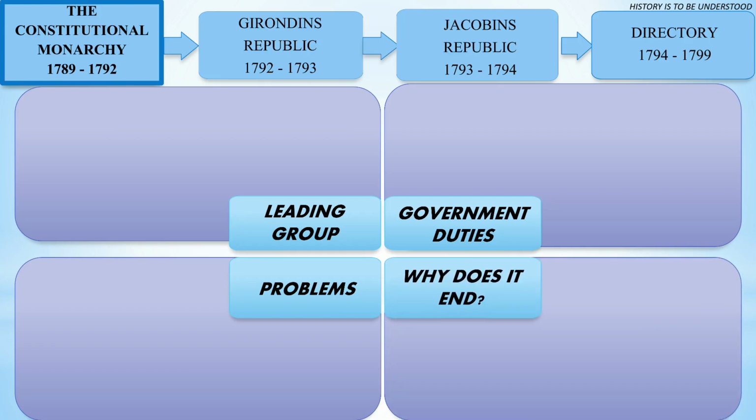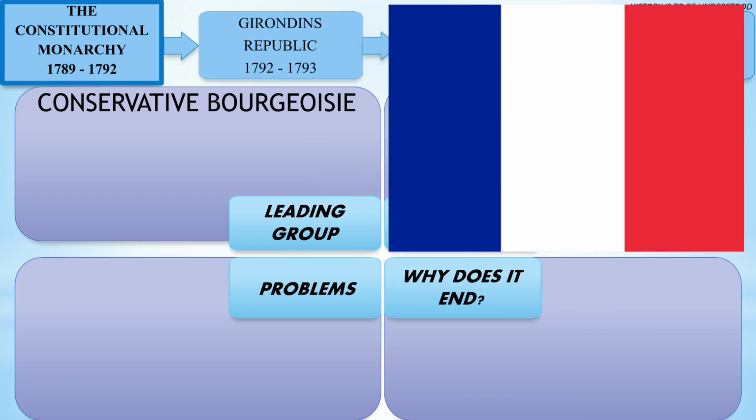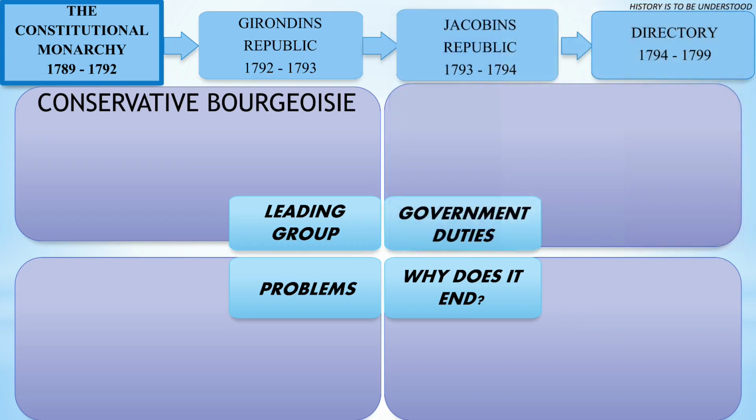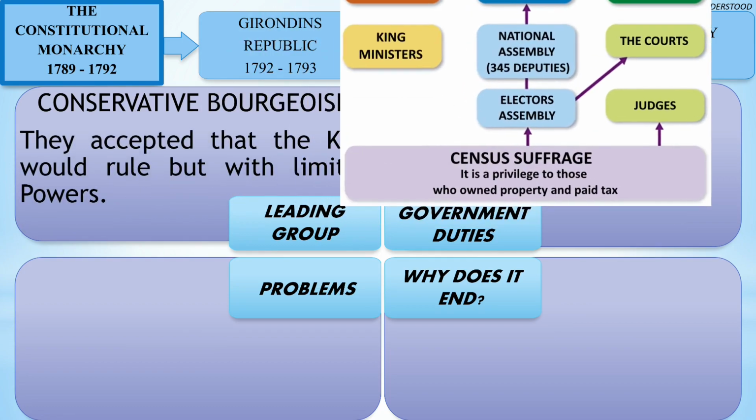The conservative bourgeoisie that controls the National Assembly seized power in this new stage. The symbol of this new stage is what, from now on, will be the new flag of France, the tricolor flag. However, the bourgeois did not intend to eliminate the king, they only wanted to limit his power.